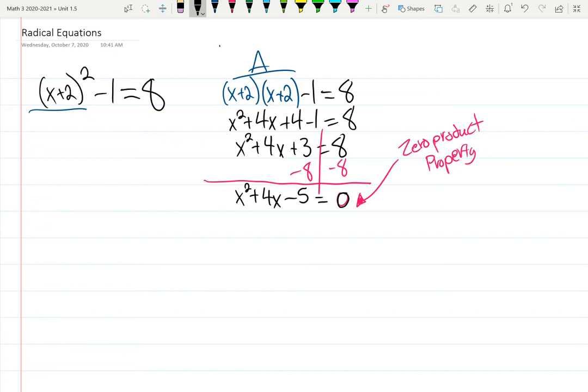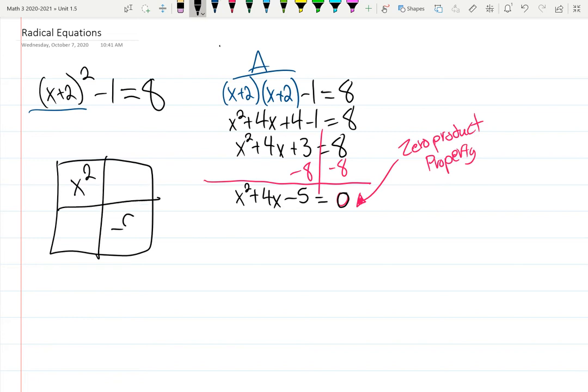I can make some conclusions. However, what I'm going to do is simply just factor this. So I'm going to go ahead and put in my critical information. It's going to be x² and −5. And I'm going to try to generate 4x. Since it's a positive, I know that the 5 term will be positive and the 1 will be negative, because positive 5 times negative 1 is negative 5.